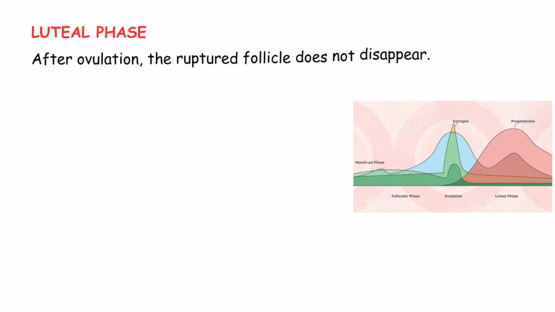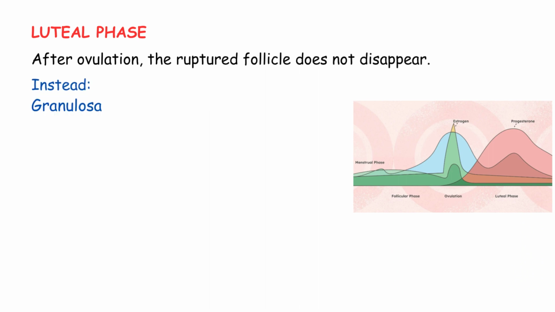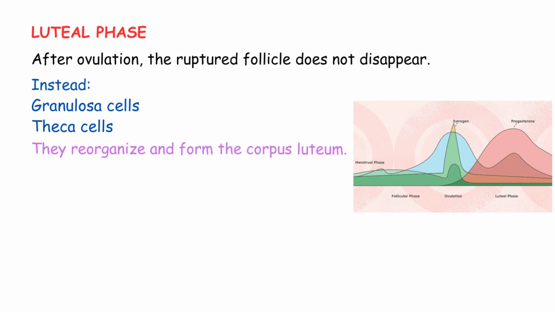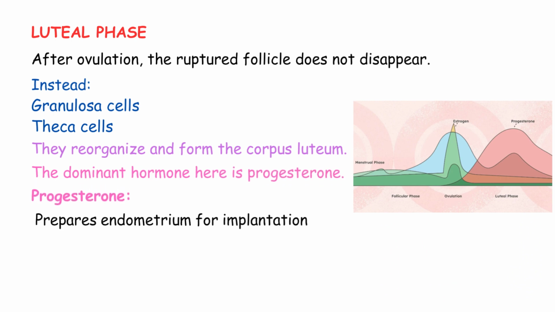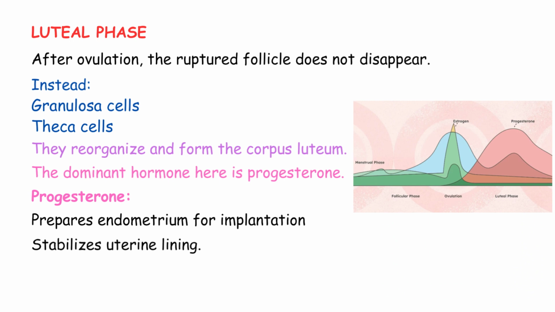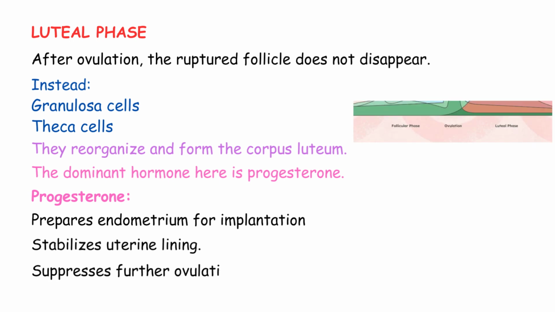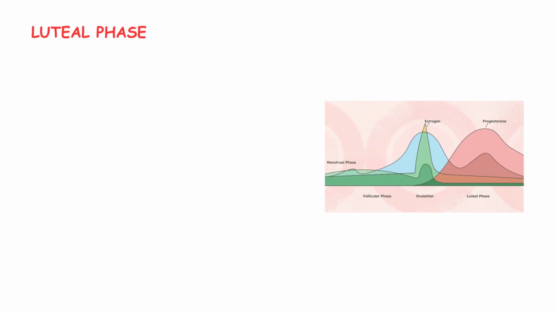After ovulation, the ruptured follicle does not disappear. Instead, granulosa cells and theca cells reorganize and form the corpus luteum. Hormone of the luteal phase: the dominant hormone here is progesterone. Progesterone prepares the endometrium for implantation, stabilizes the uterine lining, and suppresses further ovulation. The duration of the luteal phase is a very important exam point.